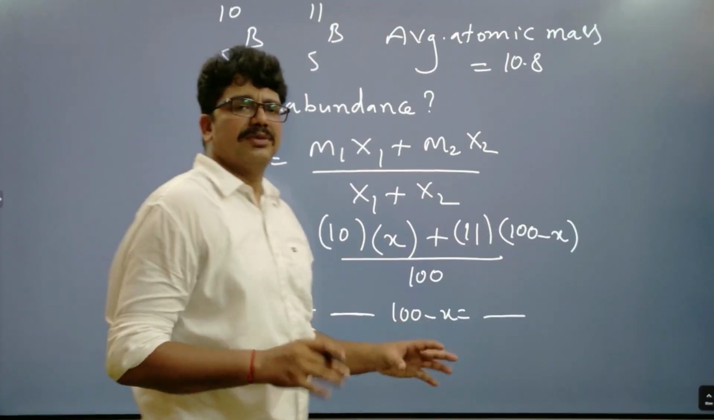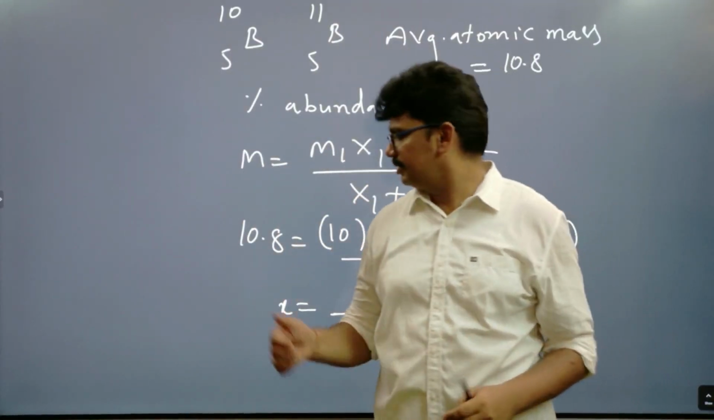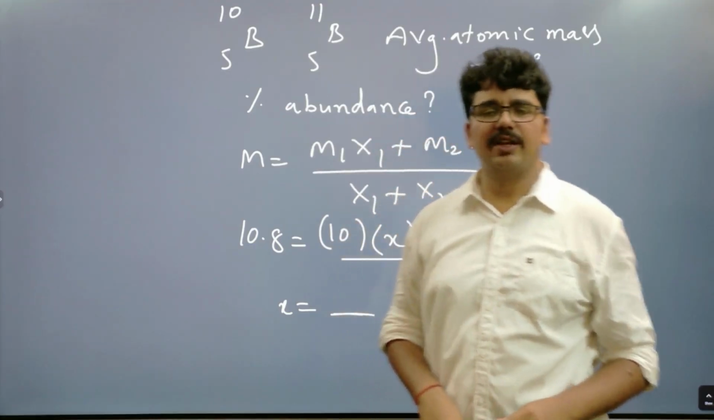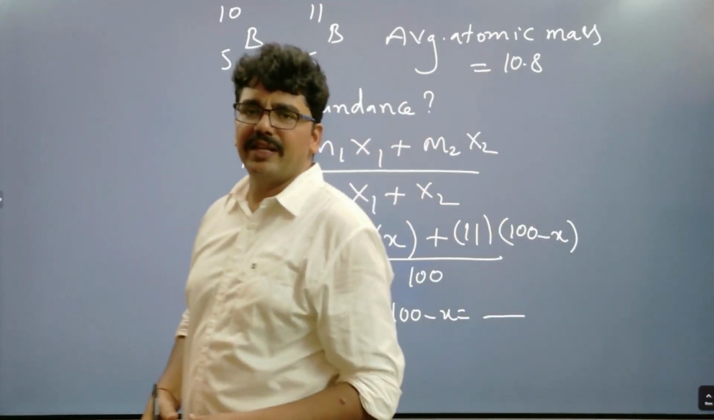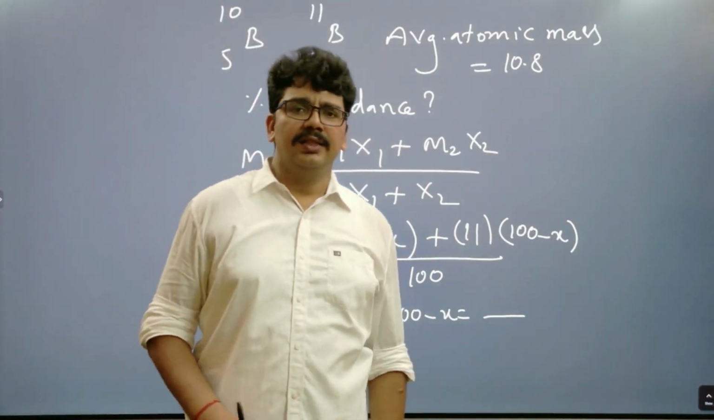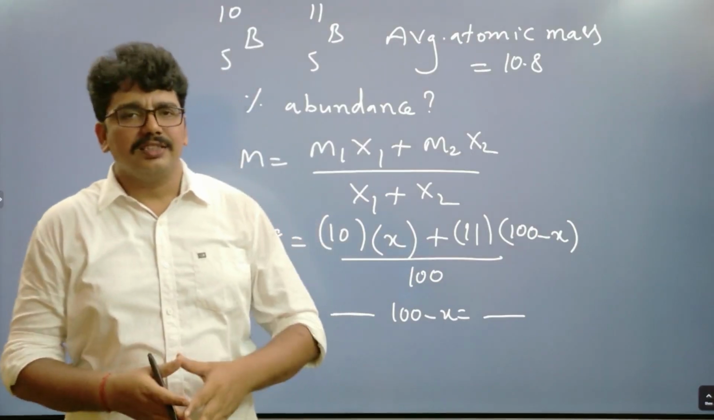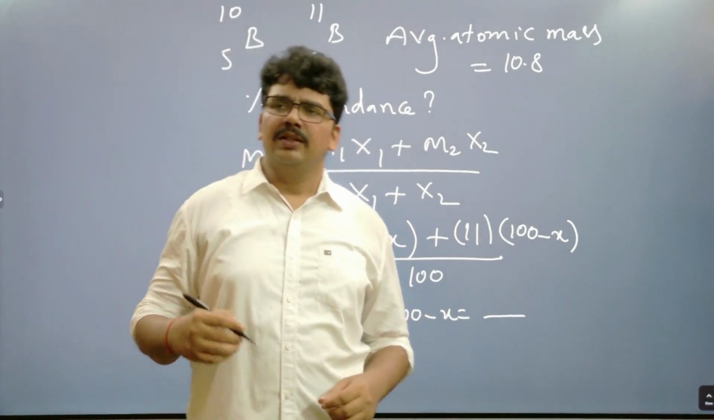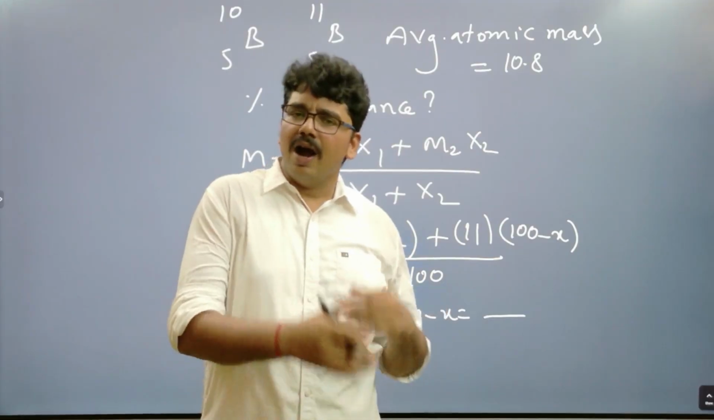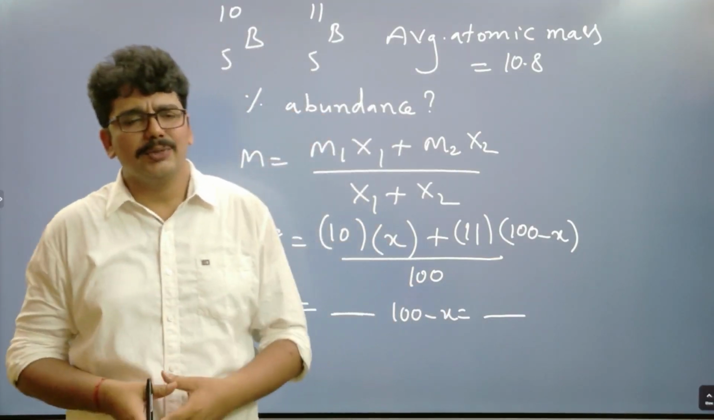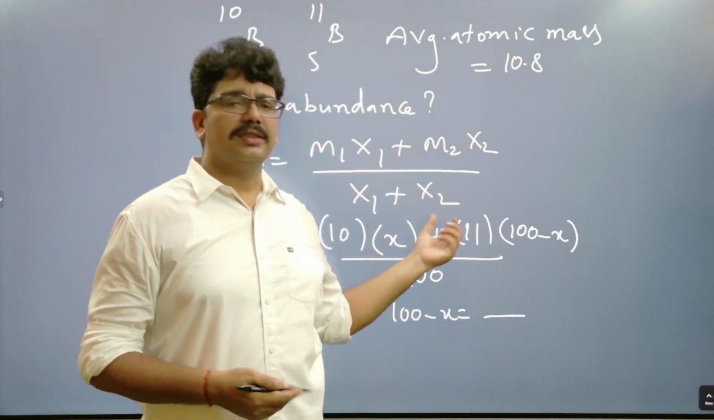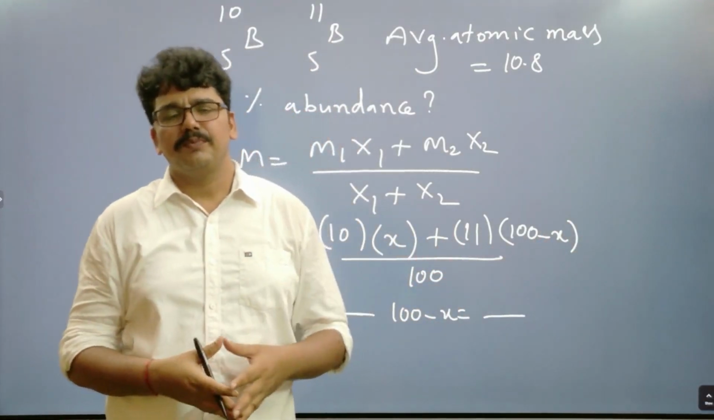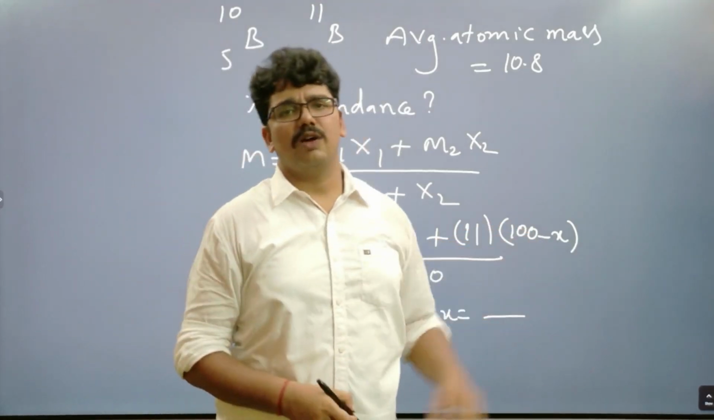Right? So here two types of problems we can expect. What is that? When percentage abundance is given, we have to find average atomic mass. When average atomic mass is given, we have to find percentage abundance. This average atomic mass concept is applicable for elements which are having isotopes. When all other isotopes' percentage abundance is negligible, then no need of taking this average atomic mass concept. You can go with the maximum percentage isotope mass as atomic mass.